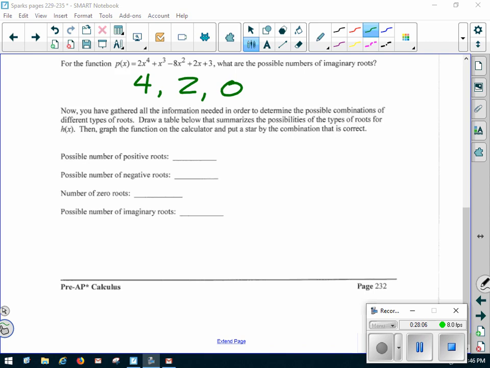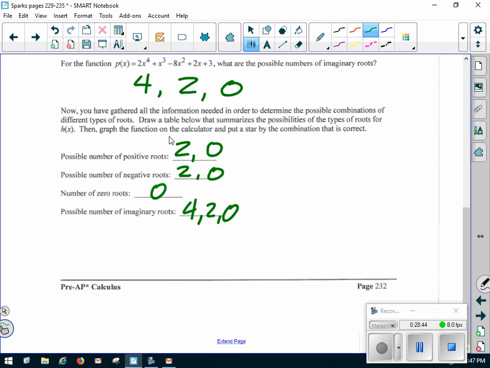Now, we are still working on this same function that we've been working on a lot. Go back to the first page, I think, of your notes. What were the possible numbers of positive roots we could have? 2, that was the maximum, or we might have none. The negative, 2, but we might have none. How many times was 0 a root of this function? None. And how many imaginary? Yeah, I could have 4 or 2 or none.